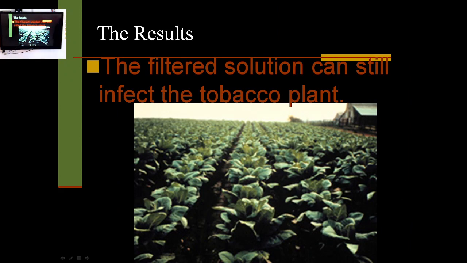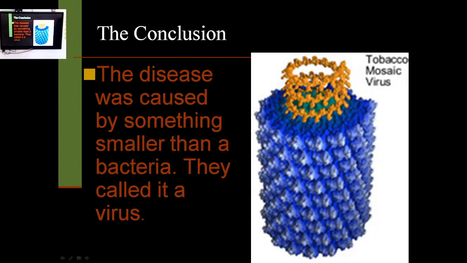Then the filtered solution can still infect the tobacco plant. So they discovered that the bacteria is not the causative agent for the disease of the tobacco plant. Then the disease was caused by something smaller than bacteria, which they then called a virus. This is the tobacco mosaic virus. The tobacco mosaic virus is made up of nucleic acid and proteins.